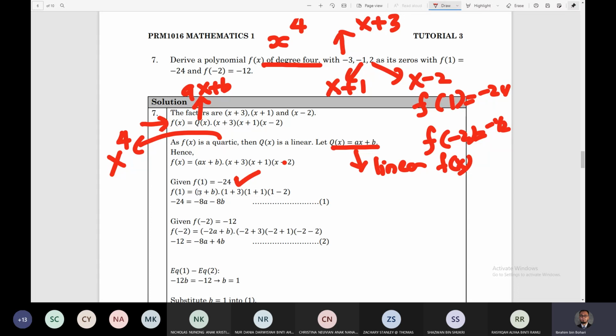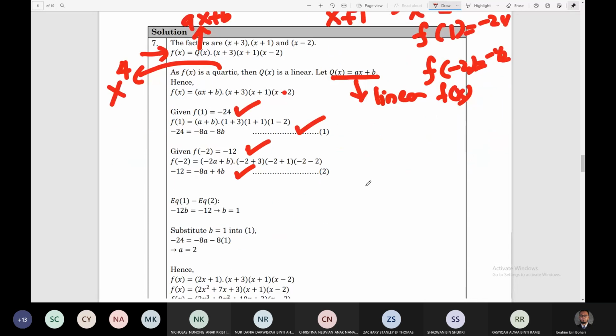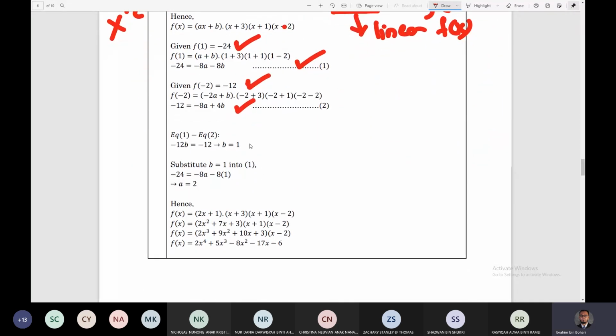So substitute 1 into the function, and the first equation equals negative 24 equals 8a plus 8b. And second, f(negative 2) equals negative 12, so negative 12 equals negative 8a plus 4b. And then you solve the equations and find the value of b and the value of a. b equals 1 and a equals 2. And the polynomial equals 2x plus 1 times x plus 3 times x plus 1 times x minus 2. This is your final answer, a polynomial of power 4.